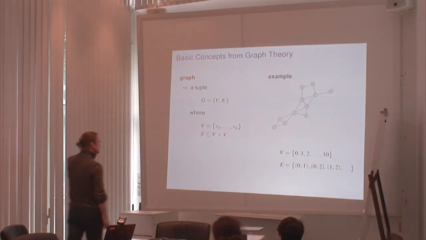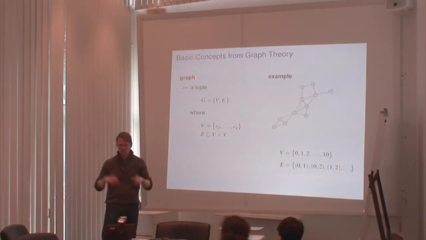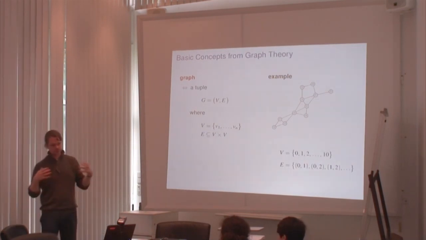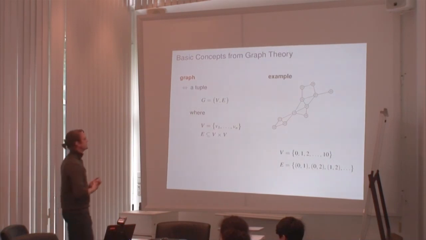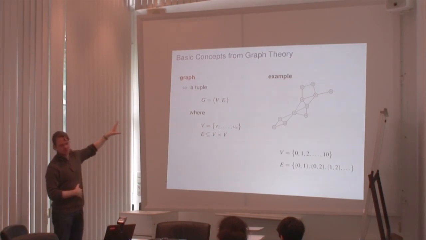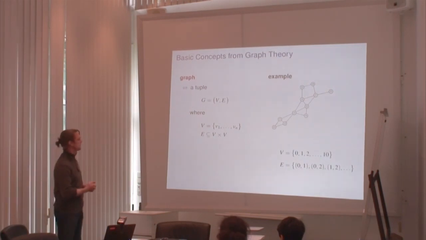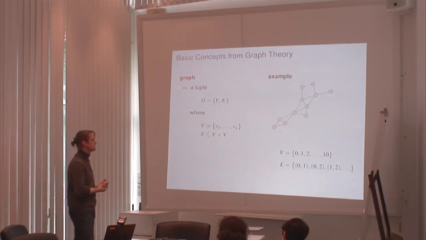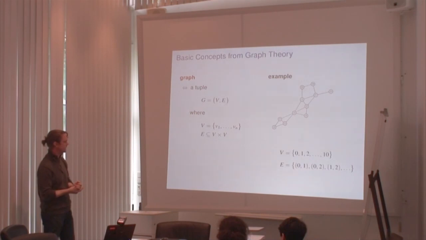But first, we have to familiarize ourselves with many concepts from graph theory, because I will use this terminology, and in order for you to be able to follow me, we have to familiarize ourselves. Let's start. We already talked about graphs, and we said that a graph G is a tuple consisting of two sets. One is called V for vertices, the other is called E for edges.